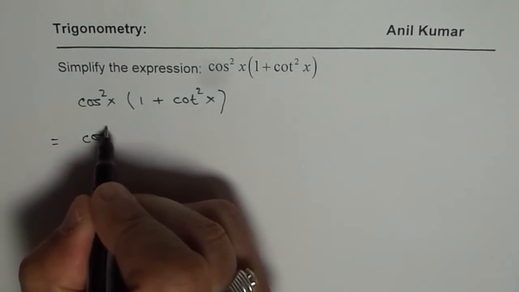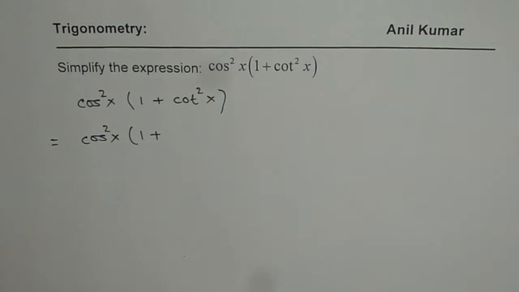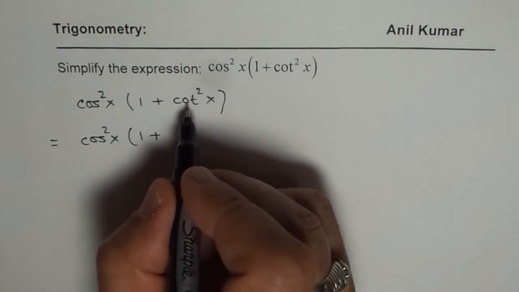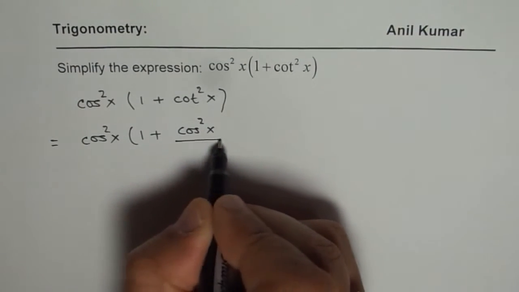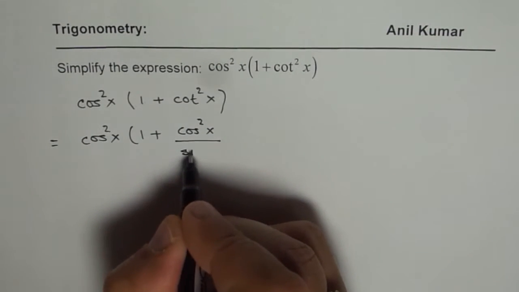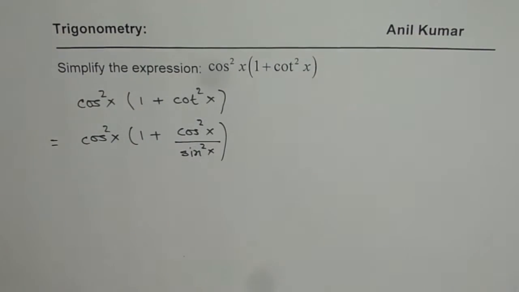So you get cos square x times 1 plus, what is cot? Cot is cos x over sine x. Square will be cos square x over sine square x, right? So that is sine square x. So that is what cot square x is.